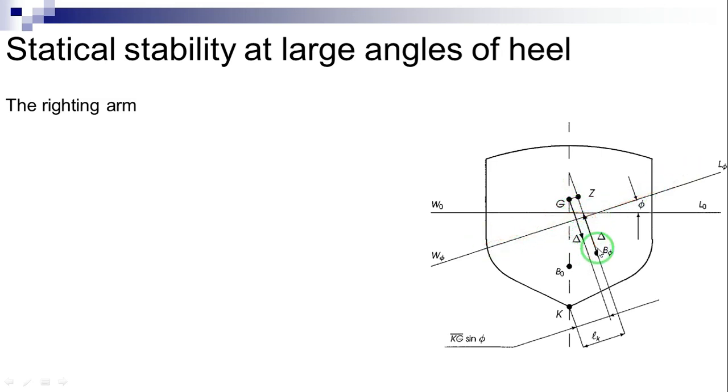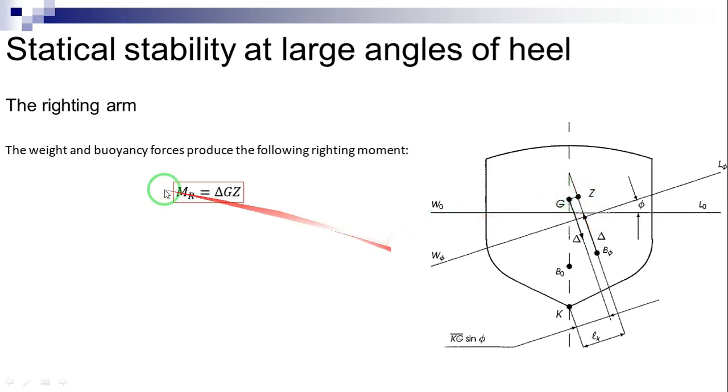The buoyancy force, also equal to delta, passes through B phi and is also perpendicular to W phi L phi. The perpendicular from G to the line of action of the buoyancy force intersects the ladder line in Z. The forces of weight and buoyancy produce a righting moment whose value is as shown in this equation, delta times GZ.